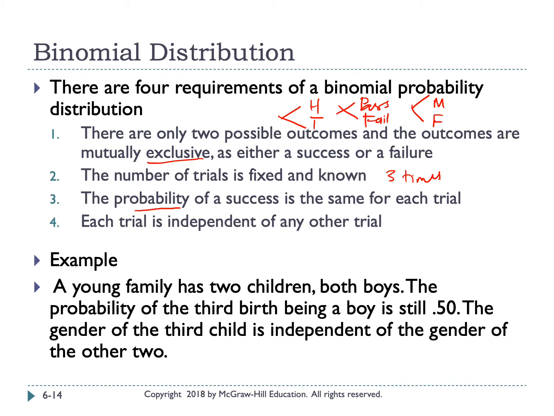The fourth one, each trial is independent of any other trials. It means that the first time you toss a coin, you will get what? Tail. The second time you toss a coin, maybe you will get tail. But this second tail is actually independent from the first one. It doesn't mean that if you get the first tail, you should get the second also tail.